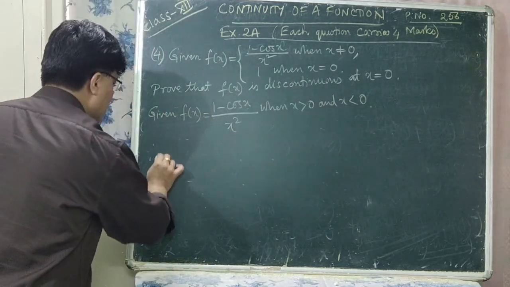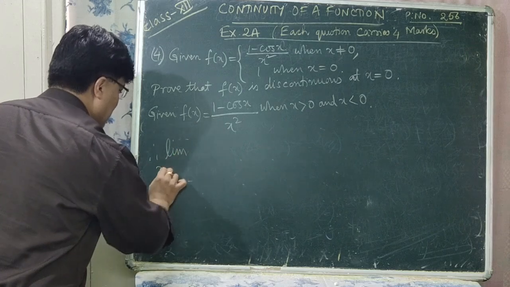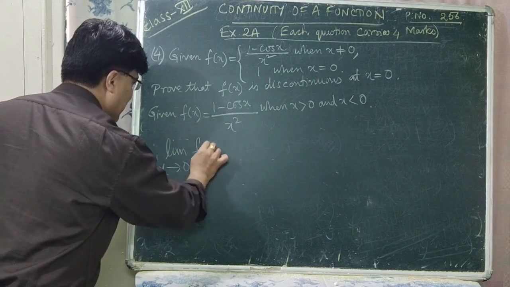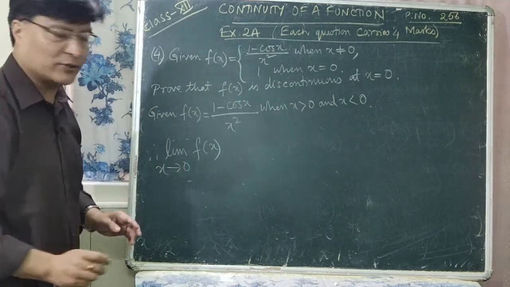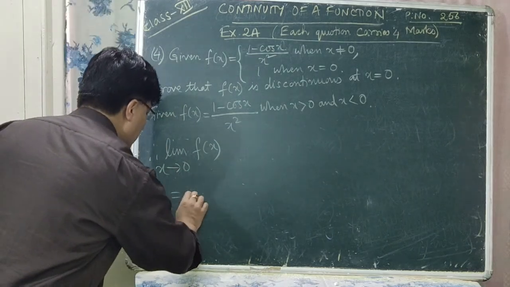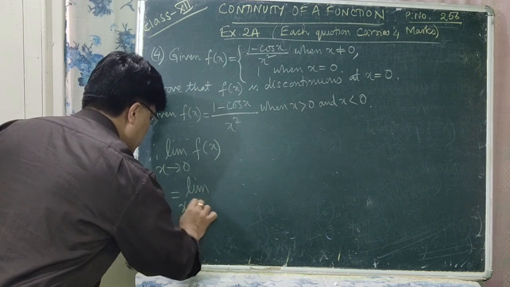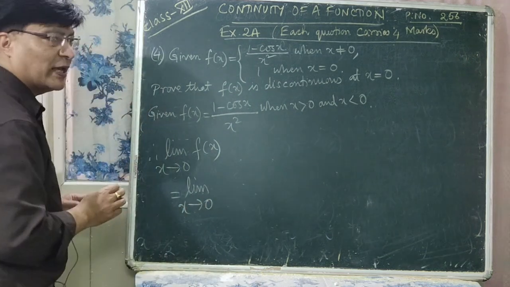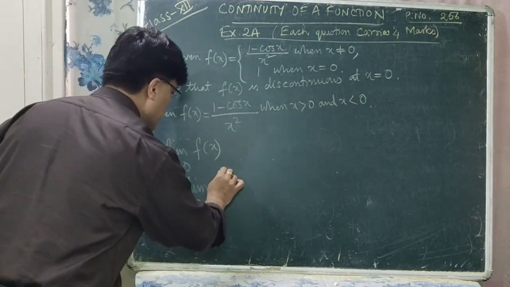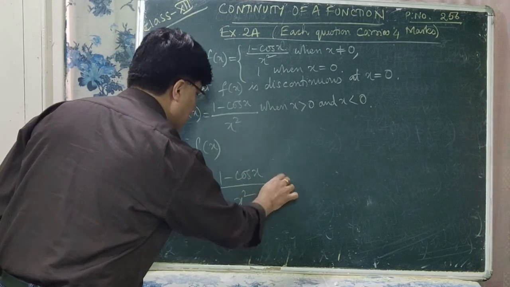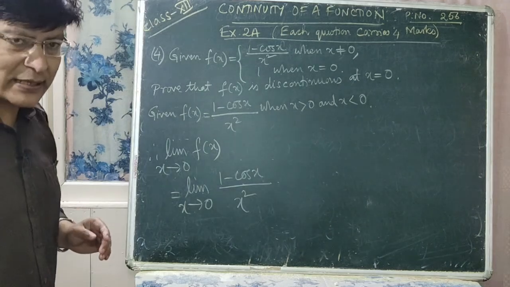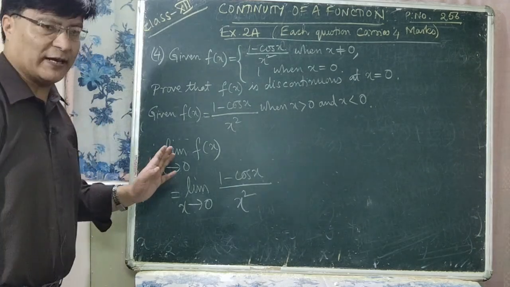So let us find out limit x tends to 0 f of x. You just find out limit x tends to 0 f of x. Okay? So which is equal to limit x tends to 0. What is the value for f of x here? f of x is this one, 1 minus cos x whole divided by x square. Is that clear now? So let us simplify it now.